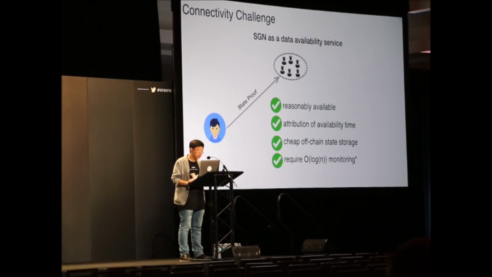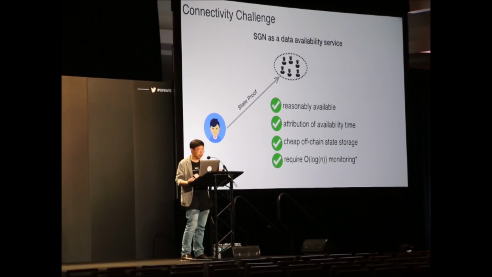So it is reasonably available, because it is a sidechain, we can reasonably agree that everyone has access to this SGN, State Guardian Network. It has attribution of availability time because there is a constant block route that gets committed to the main chain. It is very cheap off-chain storage, and the storage construct can be very flexible. We can actually construct a continuous state pruning sidechain, because not all the state is actually going to be there permanently.